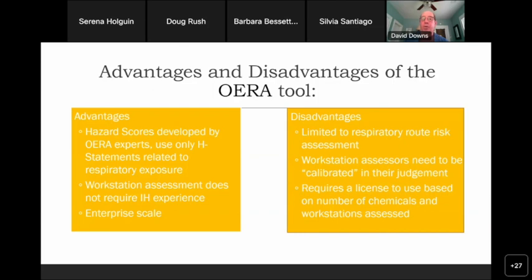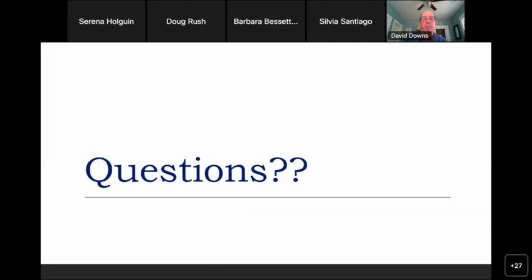If we wanted to develop tools for, for example, skin exposure, you could certainly do that, but that's not what this tool does. It's limited to that respiratory route. The workstation assessors need to be trained and calibrated in their judgment using the guidance that is provided. And it does require a license to use based on the number of chemicals and workstations assessed. So there are some costs associated with it. So, advantages and disadvantages there as well.